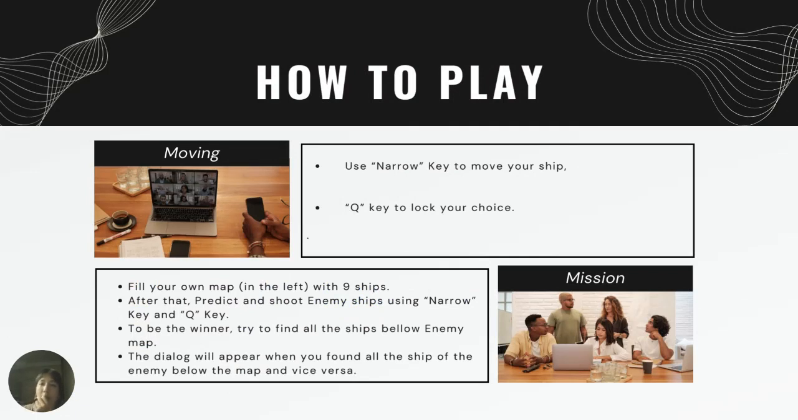How to play. For moving, just use the arrow keys to move and the Q button to select. About the missions, you have to fill the map with ships. In prediction mode, use the arrow keys and Q to move and shoot. The winner is the first one to find all the enemy's ships below the map.